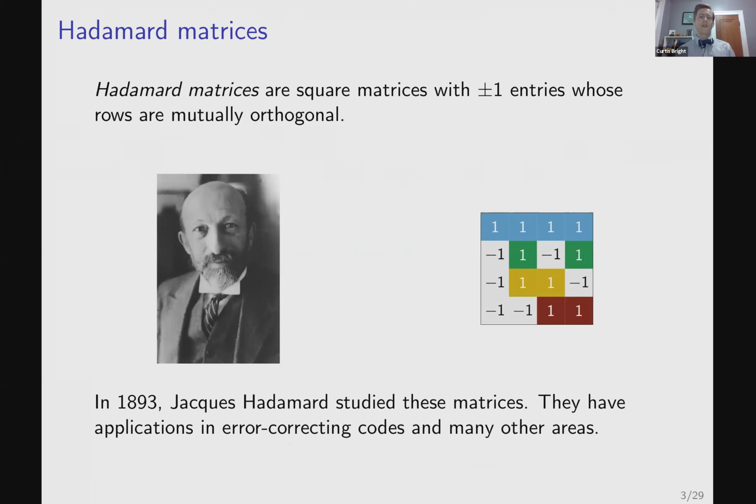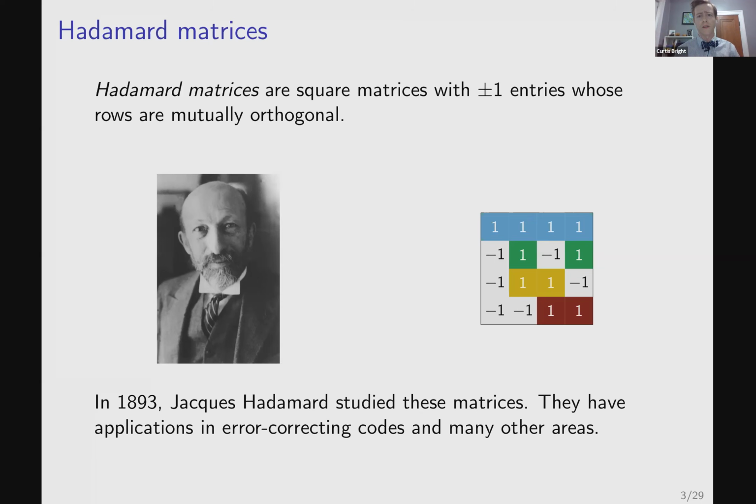And if you take any two rows of this matrix, the rows are going to be orthogonal to each other. Equivalently, if you look at the two rows, they're going to match in half the entries, and they're going to disagree in half the entries, right? This will make their inner product 0. And so any two rows are going to be mutually orthogonal.